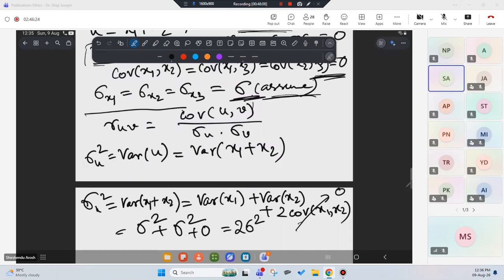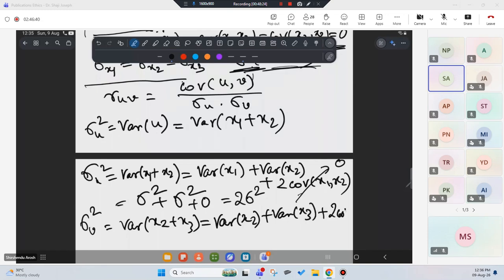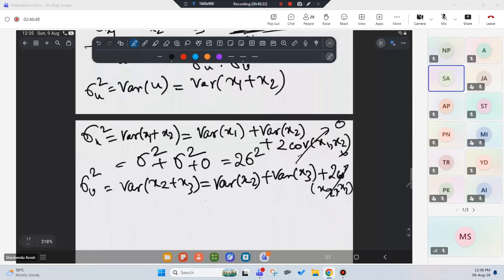Similarly, if you find the sigma v square, the variance of x2 plus x3, that means variance of x2 plus variance of x3 plus 2 covariance of x2 comma x3. Same thing, covariance is 0. These are the sigma square values. Sigma square plus sigma square, again 2 sigma square. So the denominator is done. So I got the sigma u square and the sigma v square.